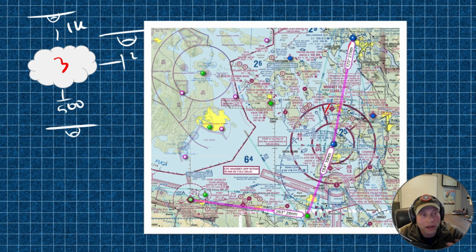To enter the Charlie, you have to establish radio communications. That's your call sign. And then as you leave the Charlie, they'll likely cancel flight following and tell you to squawk VFR once you're clear.